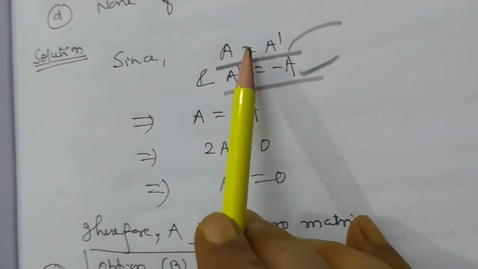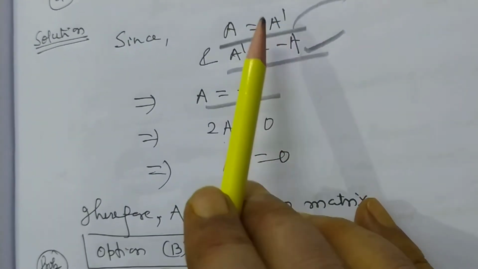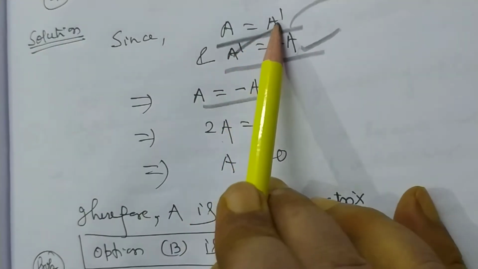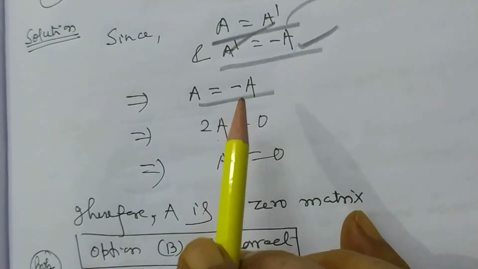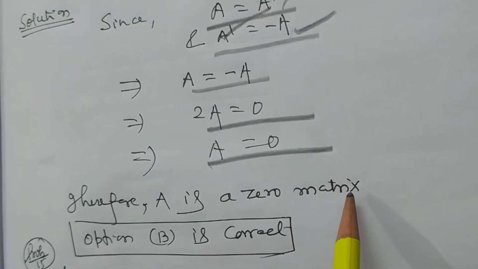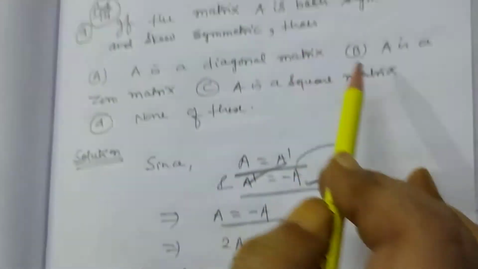So now the value of A is equal to minus A, because A is equal to A dash and A dash is equal to minus A. So A dash is common. So we have A is equal to minus A, 2A is equal to 0, A is equal to 0. Therefore A is a zero matrix. Option B is correct.